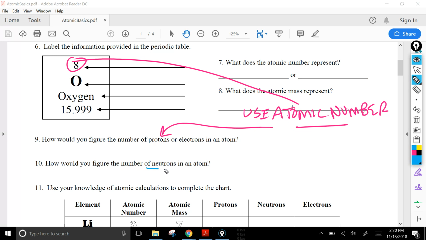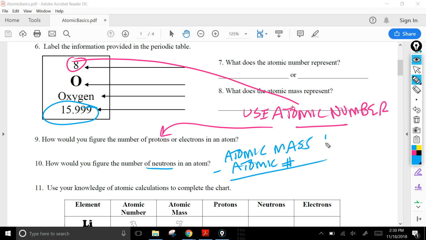How would you figure the number of neutrons? That's where you use the atomic mass. Atomic mass minus atomic number. So atomic mass rounded off is 16, and the atomic number is 8. 16 minus 8 is 8. So neutrons would equal 8 in this particular example.